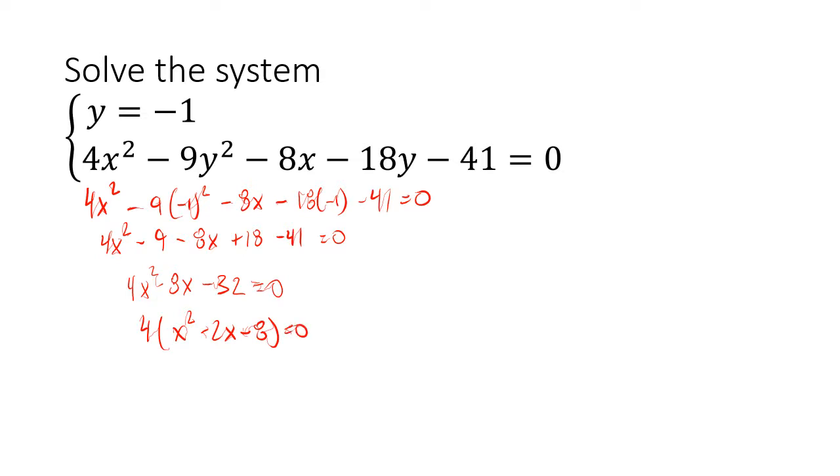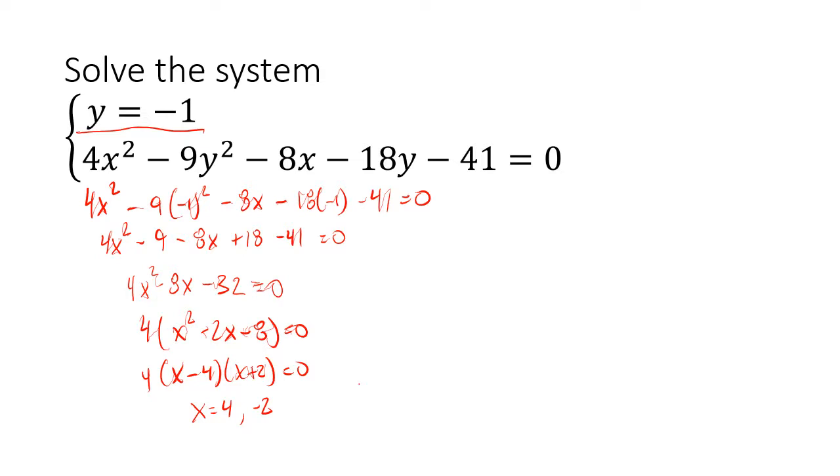And then this factors to (x - 4)(x + 2). So x could be either 4 or -2. Okay. And so we know actually what y is. Y is actually given to us. So what this tells me is that there are two solutions to this.